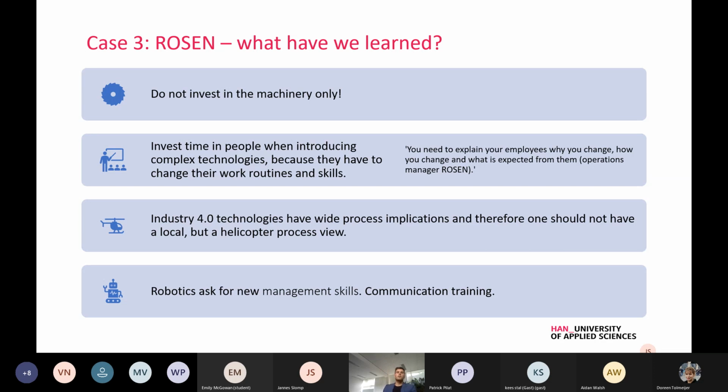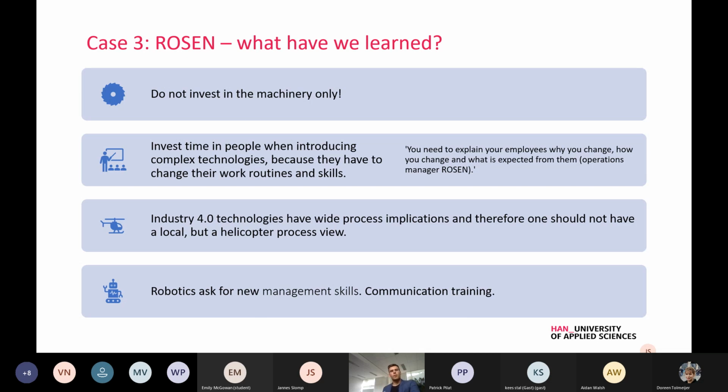Also, that Industry 4.0 technologies, when adopted without fast adoption of Industry 4.0 technology, has process implications, which are not locally solved, but between departments. That makes it even more complex and is a higher level of abstract thinking is needed to solve problems.